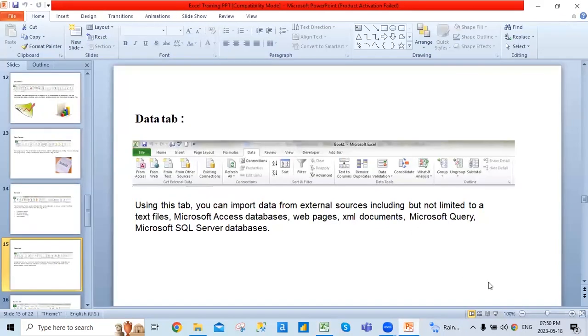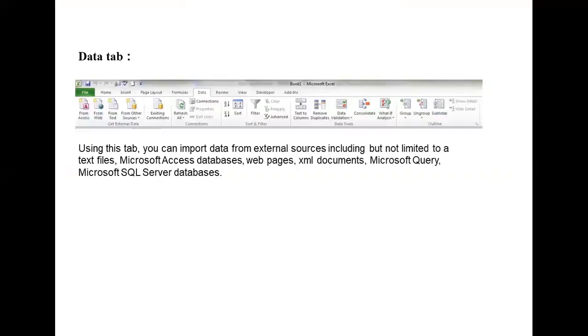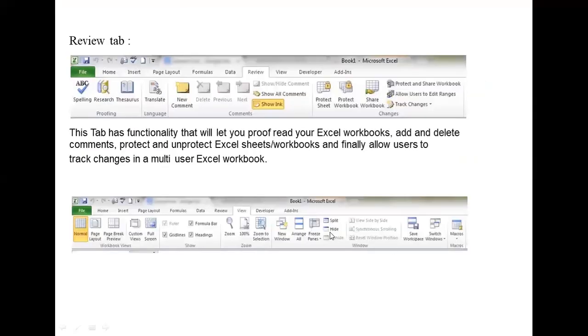Now the next is our review tab. So let's see that. Let me move this down. A review tab is basically a tab that lets you proofread your Excel workbook. For example, if you want an Excel spelling check, want to add or delete comments, protect or unprotect your sheets or workbooks, and finally track changes in a multi-user workbook, you can use the review tab for that purpose.